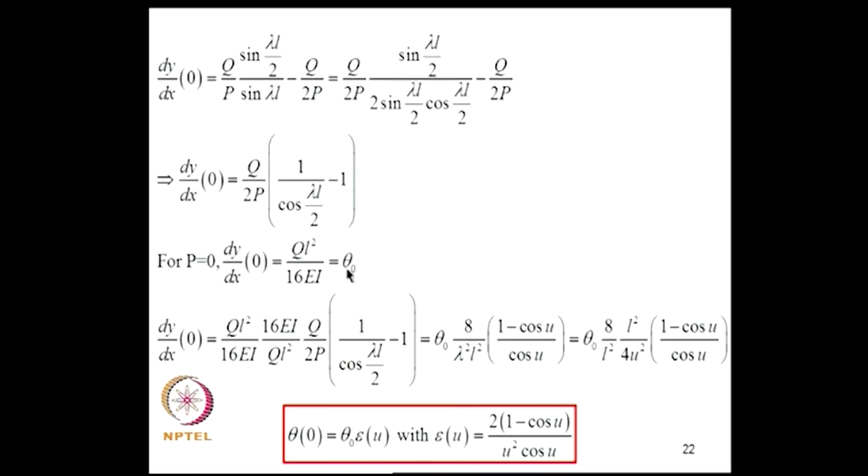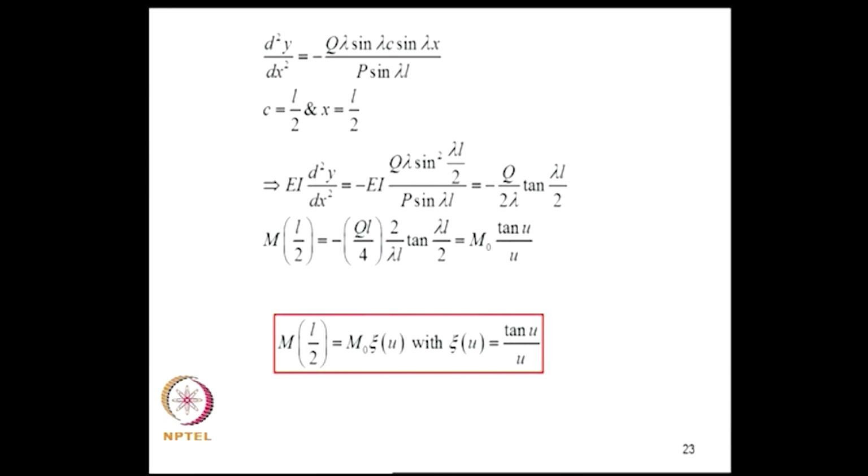I know this, I call it theta naught, and I will scale this value by theta naught and rearrange the terms, and I will get the slope at x equal to 0 given by theta naught into epsilon u, where epsilon u is this function 2 into 1 minus cos u divided by u square cos u. This is the stability function associated with slope. Again you can show that as u goes to 0, this goes to 1, and so on so forth. So, that can be done.